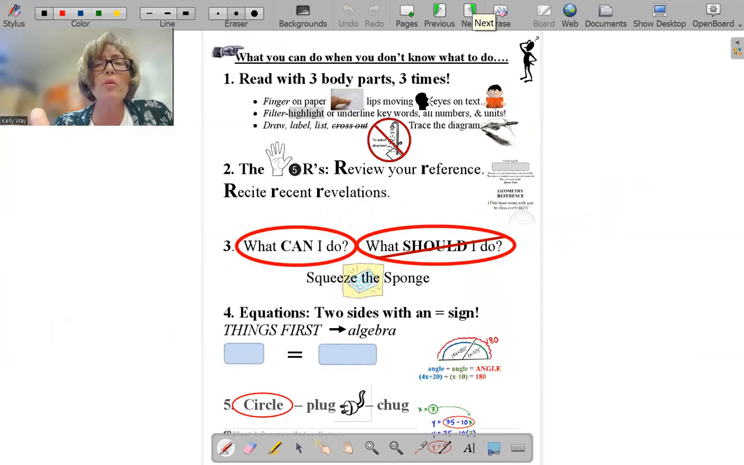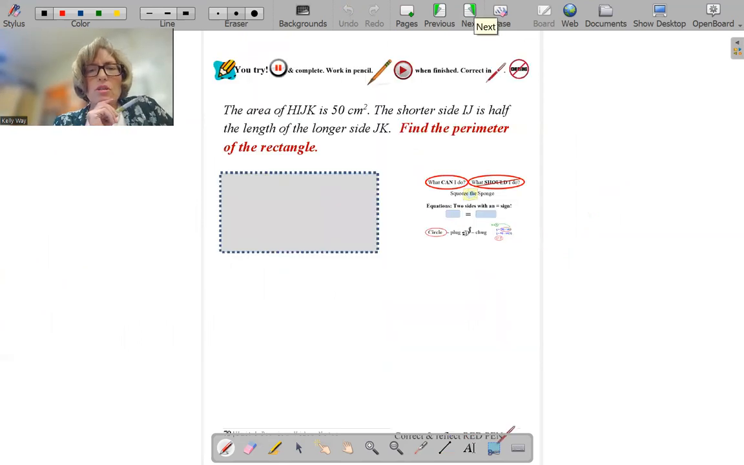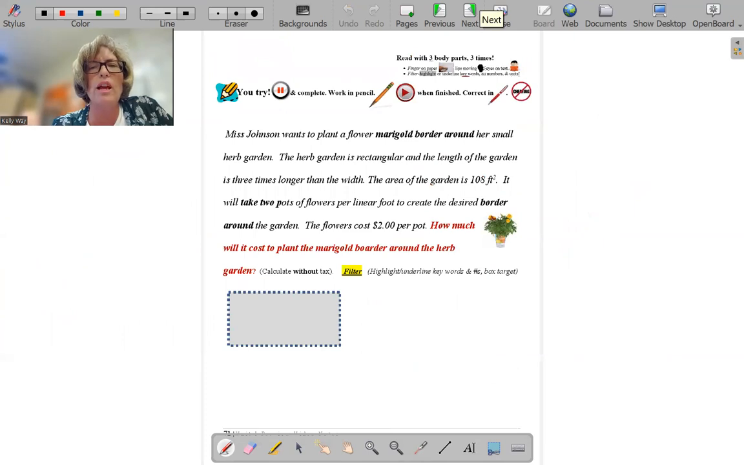These are the steps you're following through. Read with 3 body parts 3 times. Check out your reference booklet if you need help. Ask yourself, what can you do instead of what should you do? Equations have 2 sides with an equal sign. Circle, plug, chug. This page, you are doing completely on your own, and this page also completely on your own. Pause the video and then restart.